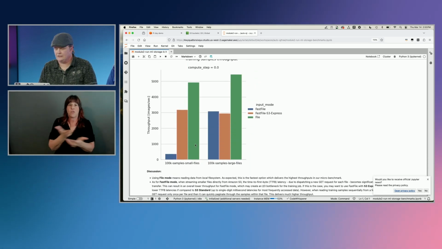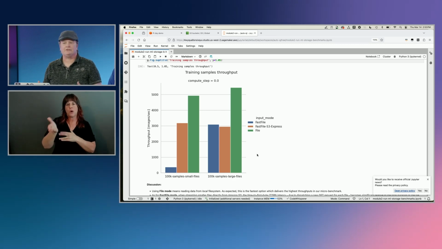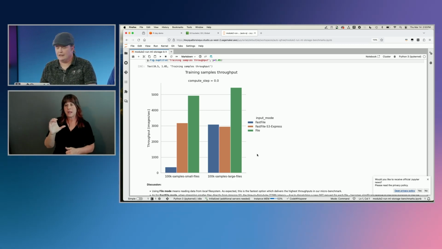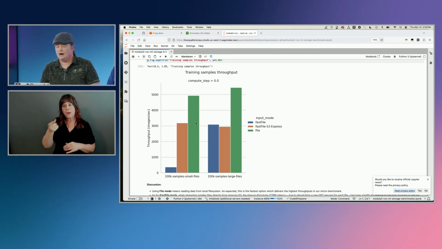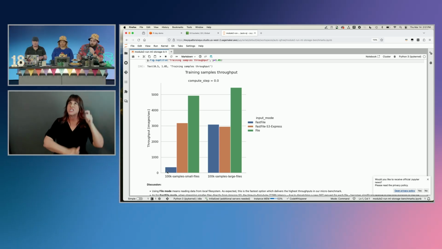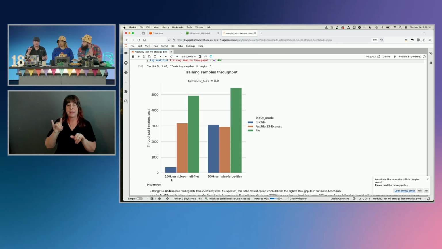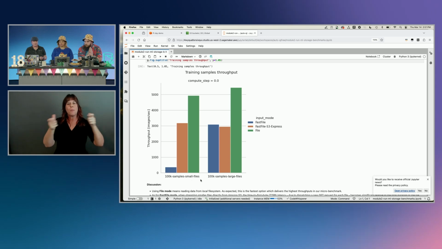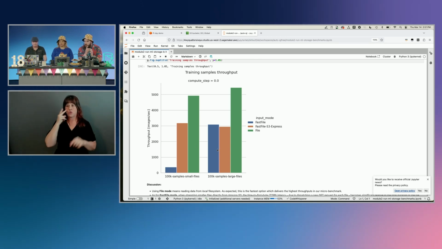Then we look at the training sample throughput. This is images per second, so more is better. In this case, file mode is obviously going to win out because the data is already local. But you see the difference between fast file mode for S3 Express and for S3 is huge. These are two different data sets with the exact same data, just some made into larger files. So we have small files and large files, and you can definitely see how much faster fast file mode is.